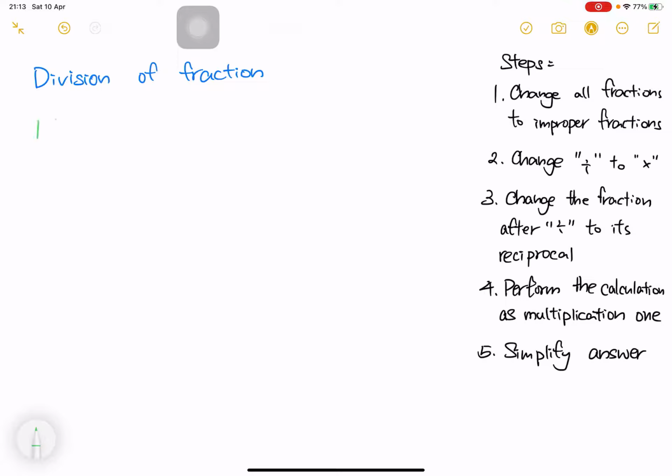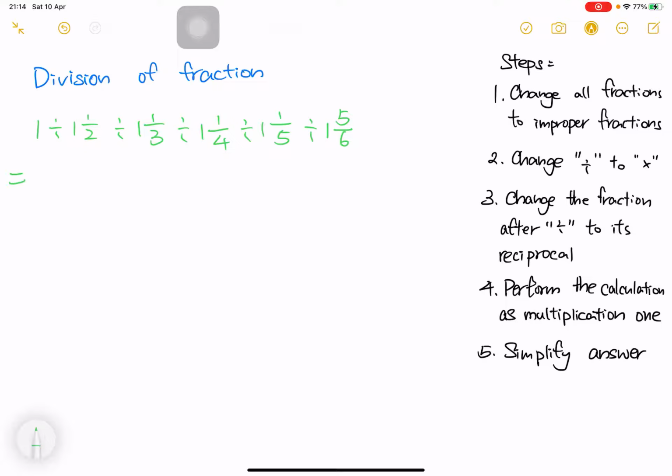I use the example 1 divided by 1 and 1 over 2 divided by 1 and 1 over 3 divided by 1 and 1 over 4 divided by 1 and 1 over 5, and then divided by 1 and 5 over 6, for this kind of question. The skill for the division of fraction is the same as the multiplication one.